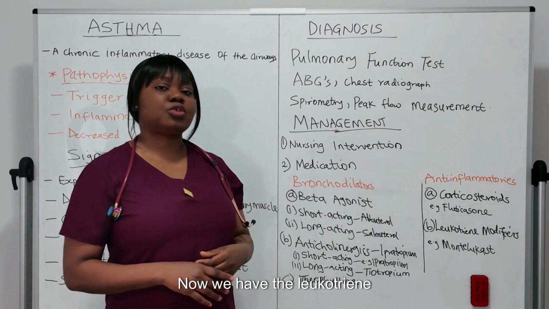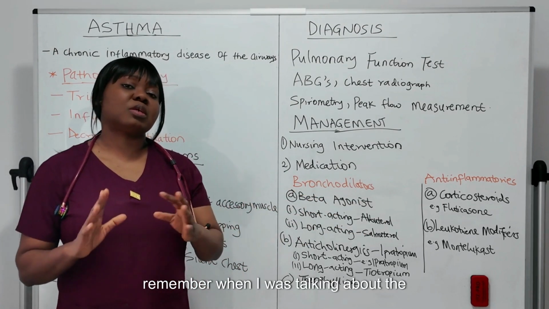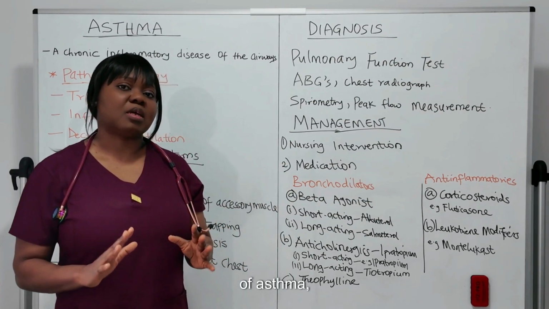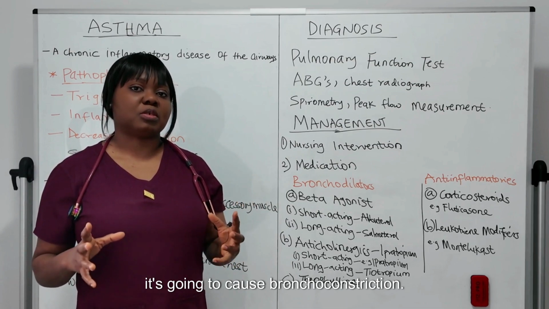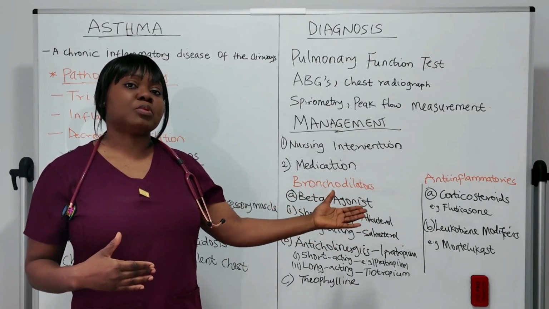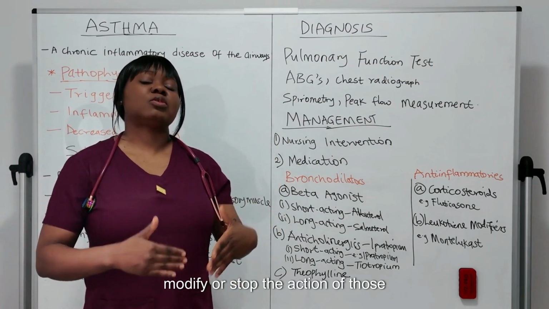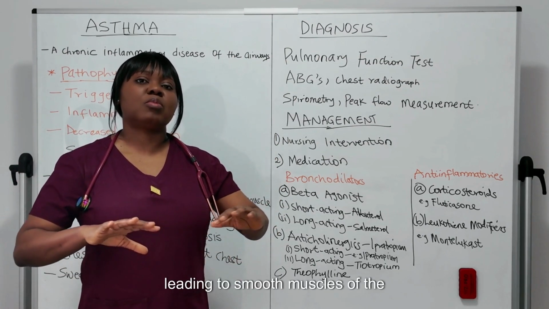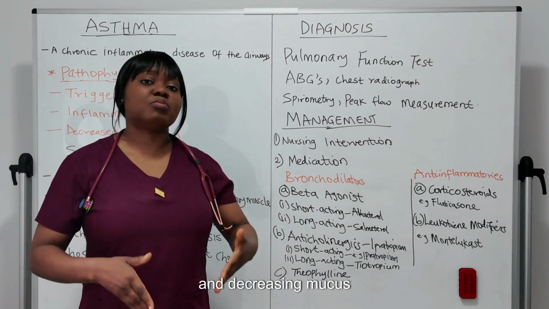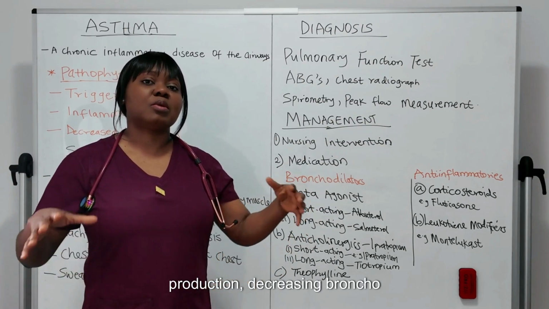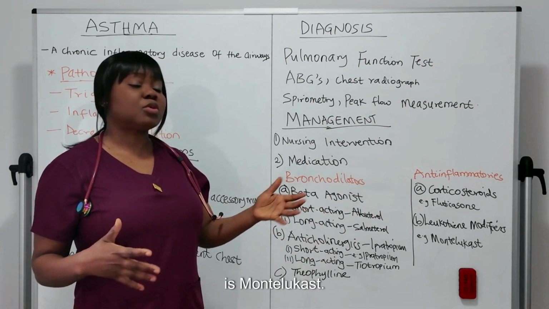Now we have the leukotriene modifiers. If you remember when I was talking about the pathophysiology of asthma, I mentioned the role of leukotrienes. They cause bronchoconstriction. So if they give leukotriene modifiers, it's going to modify or stop the action of those leukotrienes, leading to relaxation of the smooth muscles of the lungs and airways, decreasing mucus production, and decreasing bronchoconstriction. An example of a medication in this group is montelukast.